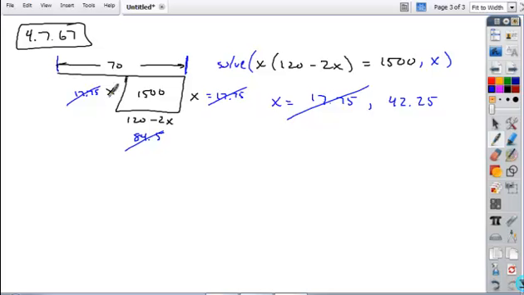So then when you test the 42.25 in, and you can test to see this one would be 35.5. Now it fits, it's consistent with that, and so these would be your dimensions here.